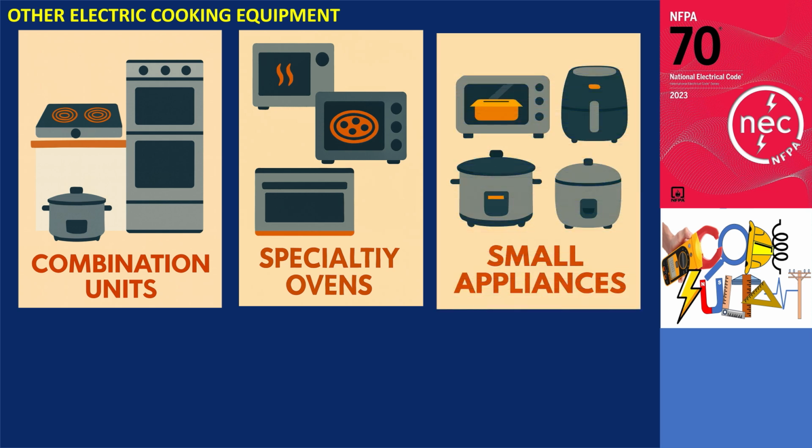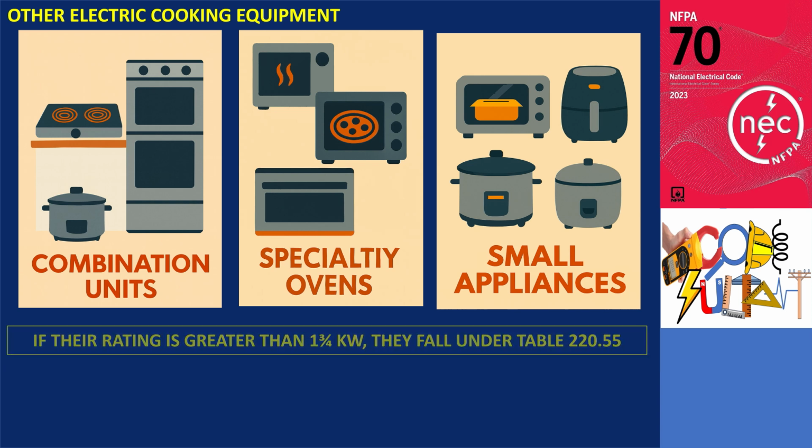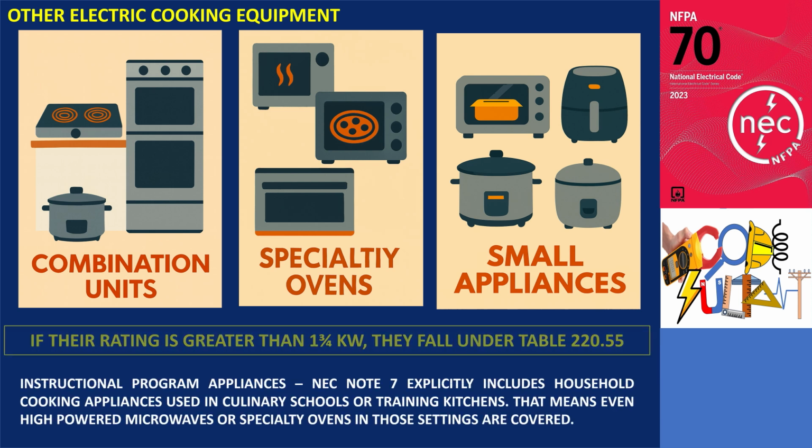Portable countertop appliances, toaster ovens, air fryers, rice cookers, and slow cookers. Most are below 1 3/4 kilowatts, so they're not included in Table 220.55. Instructional program appliances. NEC Note 7 explicitly includes household cooking appliances used in culinary schools or training kitchens. That means even high-powered microwaves or specialty ovens in those settings are covered.